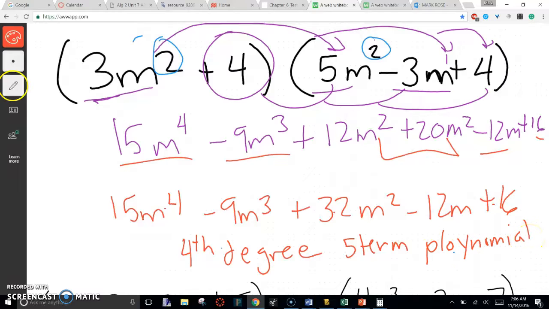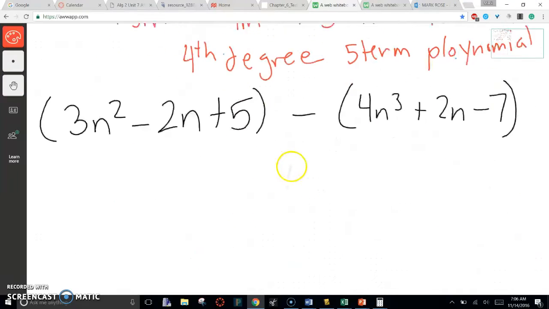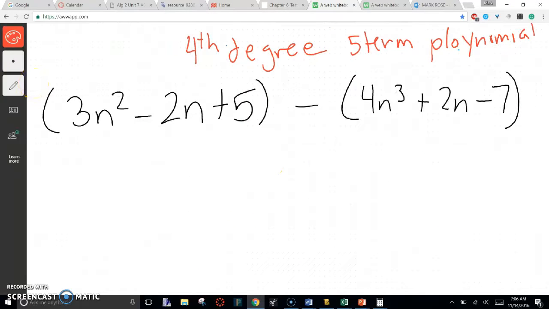Okay, let's do one more example where we don't multiply. Let's look at subtraction. Here, we're going to subtract these two things, and you can only subtract like terms. Since this has nothing to subtract with, I'm just going to write that down. This does have something to subtract with, which would be a positive 2. So negative 2 plus positive 2 would cancel out, go to 0. This has something to subtract, which is my negative 7. So 5 minus a negative 7 will give me a positive 12.